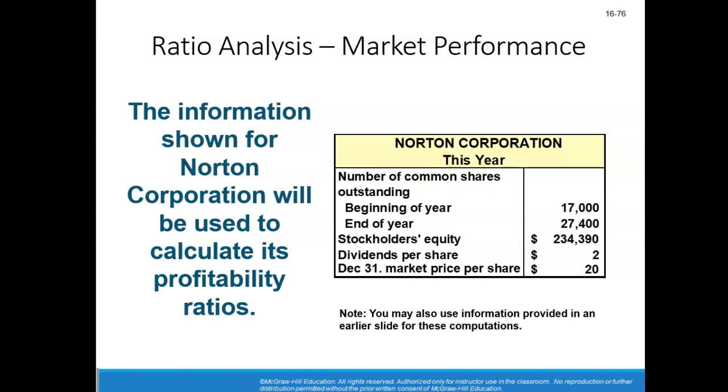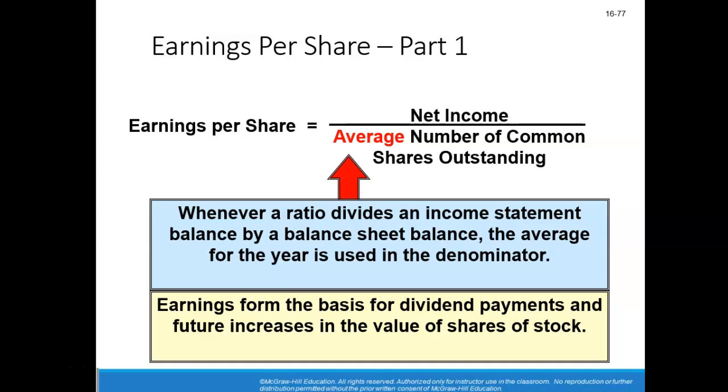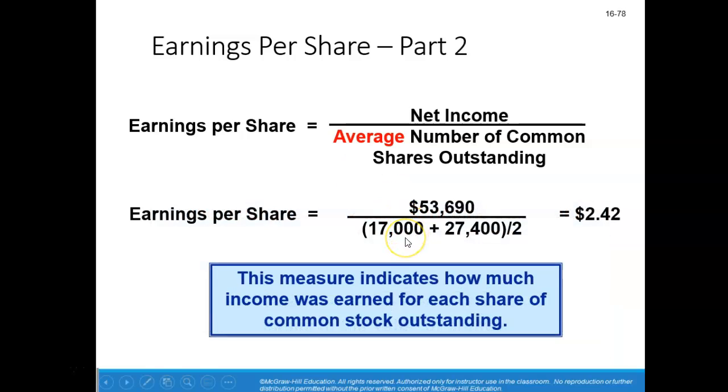Okay? A few more ratios. These last few focus on the actual market performance. So now we think about the stock market. Earnings per share shows your share of the profit that was earned by that business organization. We take our net income and divide it by the average number of shares of common stock outstanding. Again, average refers to beginning plus ending divided by 2. So earnings per share in this calculation is $2.42.